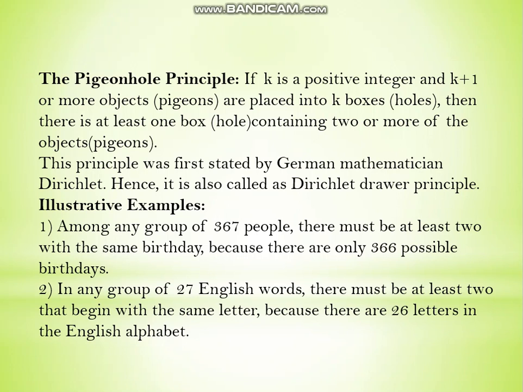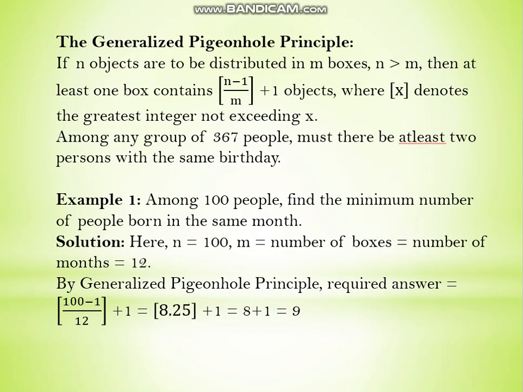We have also the generalized pigeonhole principle. Let us see the statement. If n objects are to be distributed in m boxes, n is strictly greater than m. That means the objects are greater than the number of boxes. Then at least one box contains the integral part of (n minus 1) by m, plus 1, where this notation is the greatest integer not exceeding x.